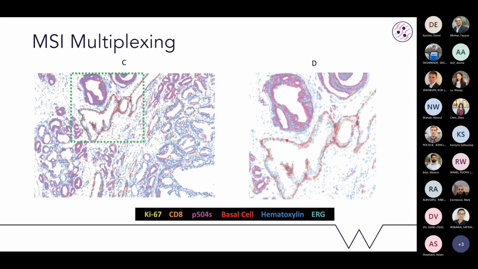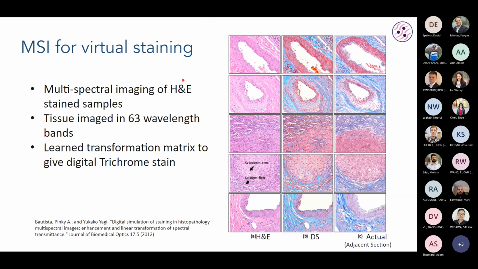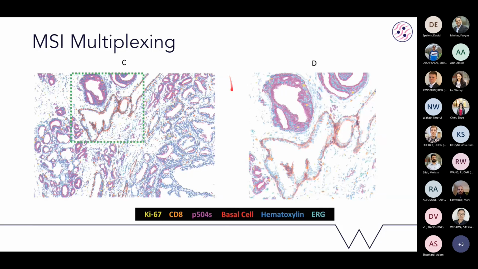And what you get out is something that looks like this, where you have your various cells stained with your dyes, and due to the fact that you've used this multispectral technique, you separate them quite cleanly and quite nicely. So that's one use of multispectral imaging.